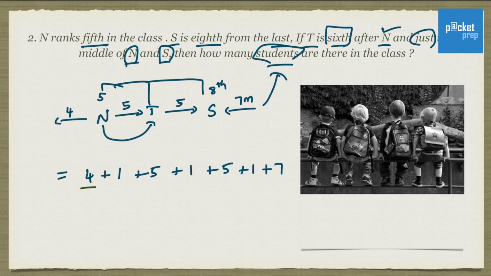There are 4 people before N, then comes N. There are 5 people after N, then comes T. There are 5 people after T, then comes S, and there are 7 people after S. So the total number of students in the class are 24. This is the answer.